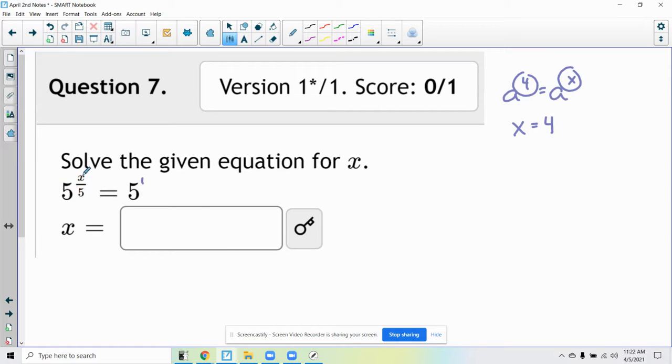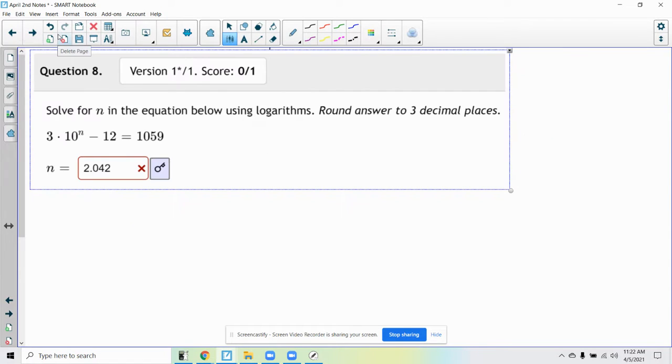So this is saying 5 to the x over 5 equals 5 to the first. Well, if the bases are the same, that means x over 5 has to equal 1 because this is 5 to the first. So it's just a matter of solving this equation. I'm going to multiply both sides by 5. So those cross out. I get x equals 1 times 5, or x equals 5. Think about it. 5 divided by 5 is 1. So that'd be 5 to the first power equals 5 to the first power.